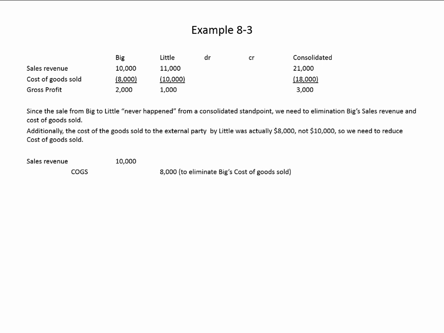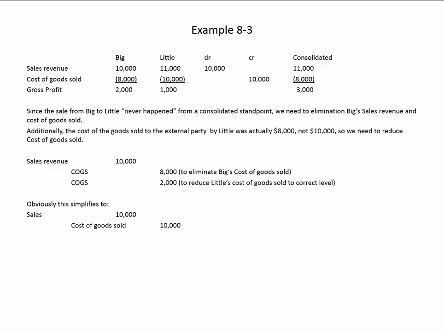Since the goods were actually sold to a third party, Little is recording cost of goods sold of $10,000. The true cost was only $8,000, so we have to reduce cost of goods sold by $2,000 to get it down to its proper level, from $10,000 down to $8,000. We could simplify this entry, combining the two credits to cost of goods sold. So, a debit to sales revenue for $10,000, a credit to cost of goods sold for $10,000. We plug that into our worksheet, and now we have the correct totals.